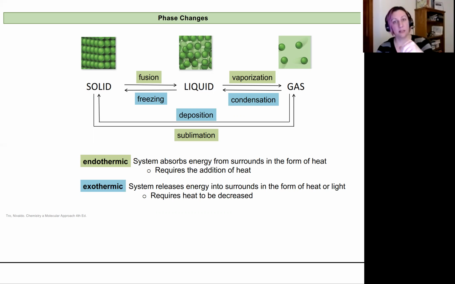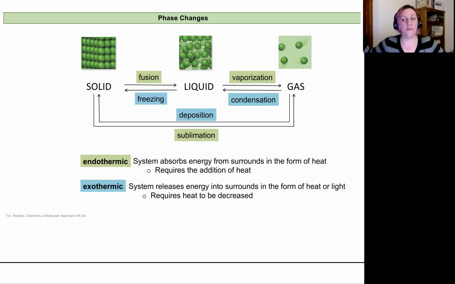Now, thinking about this in the reverse, phase transitions that go from gas to liquid to solid. In these cases, we're taking molecules that have a lot of kinetic energy and we're slowing them down. And so they can rest, settle next to each other, and stay stationary, but still vibrating in the solid state. So in these cases, the particles have to get rid of energy to slow down. And so it's an exothermic process. That system of particles releases energy into the surroundings. It like sheds it, it gets rid of it.